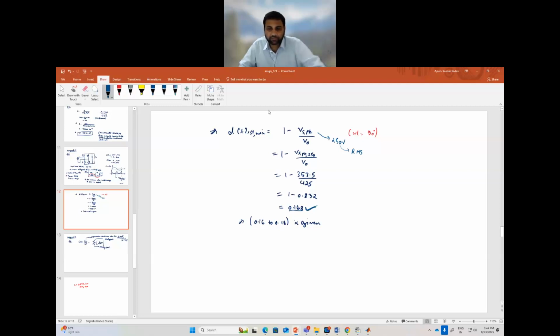Similarly, if you put it for 200 volt, it will be 282 volt divided by 425, minus 1 plus 1. So the duty ratio minimum value for 200 volt is 0.334. And the duty ratio for 250 volt is the lowermost, and that is the value we have to take. So that is the range which is given, and the correct value is 0.168.